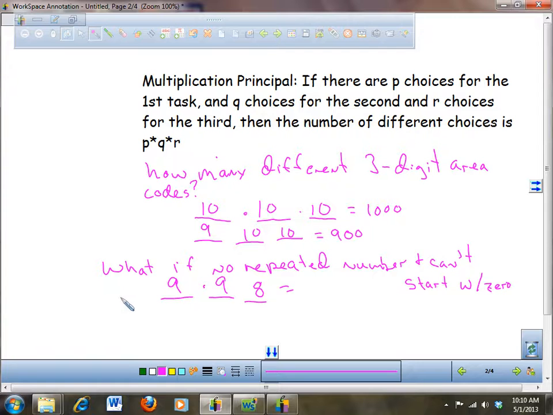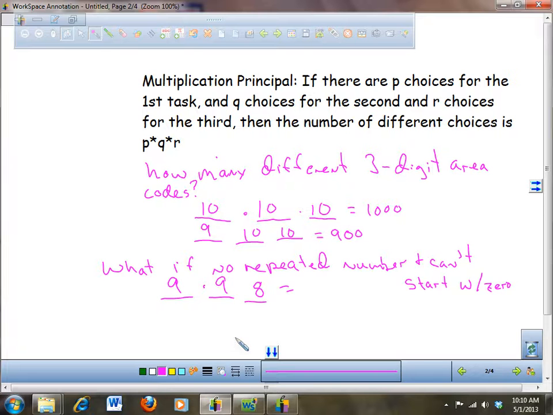Why is the first one only nine? Because you can't start with 0. So it says, what if no repeated number and can't start with 0? Okay? So that's that. All right?